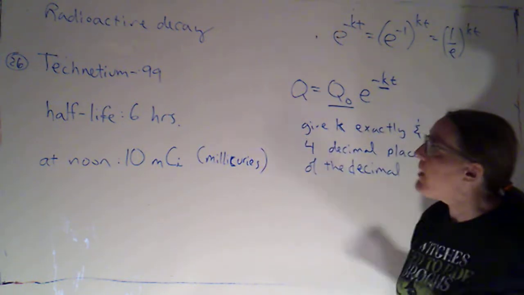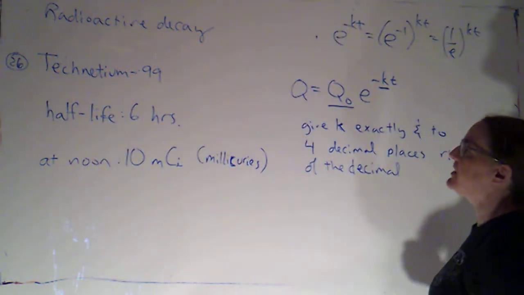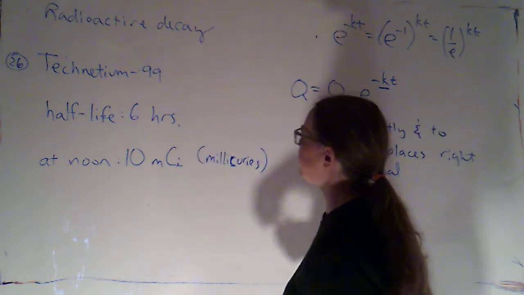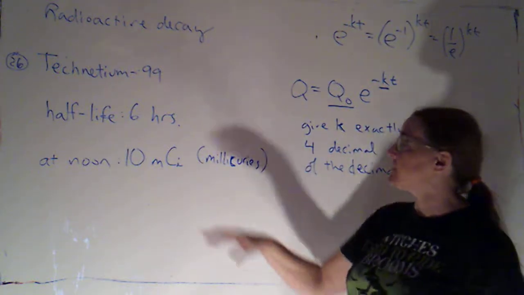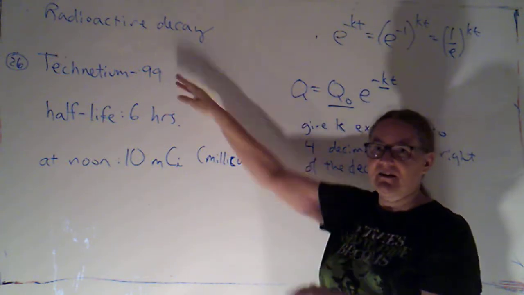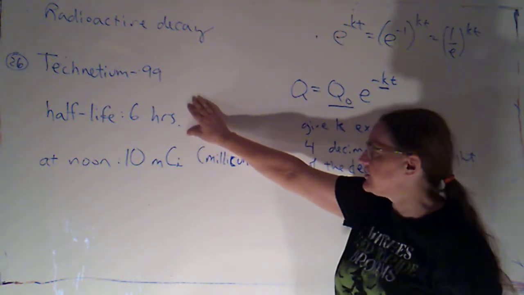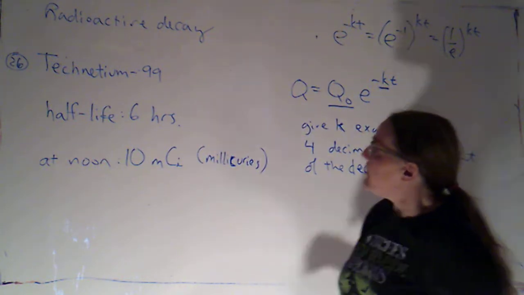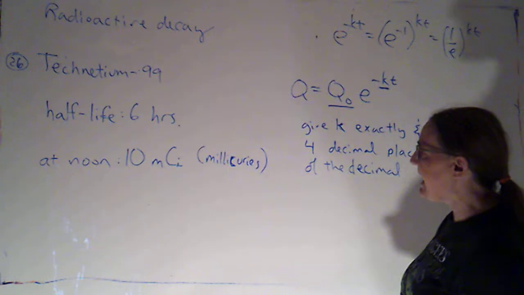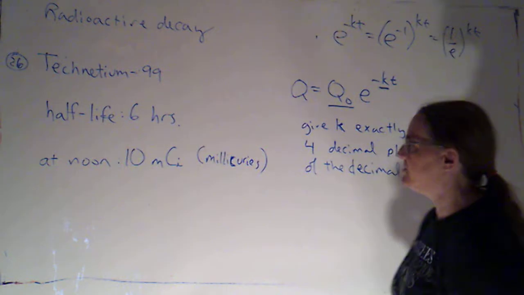So very often that's the information that's given. I basically took the data from question 26, although I'm not asking quite as many questions as the book. Technetium-99 has a half-life of 6 hours. That's a relatively short time. That's good because this is often used in medicine. Patients will be injected with this so that the scans can show up, but we don't want this stuff staying in our patients for too long. So it has a half-life of 6 hours, and at noon, a patient is injected with 10 millicuries. That's the amount of stuff we put into our patient.